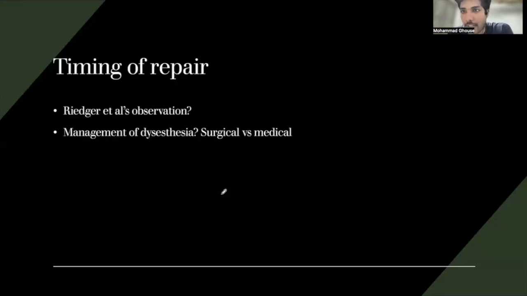So, coming to the timing of repair in this particular article and a study done by Ridger et al., they have mentioned that nerve repair done within 1 year of transection carries a better prognosis as compared to beyond that. Another thing would be management of dysesthesia. Which one would be better, surgical or medical?